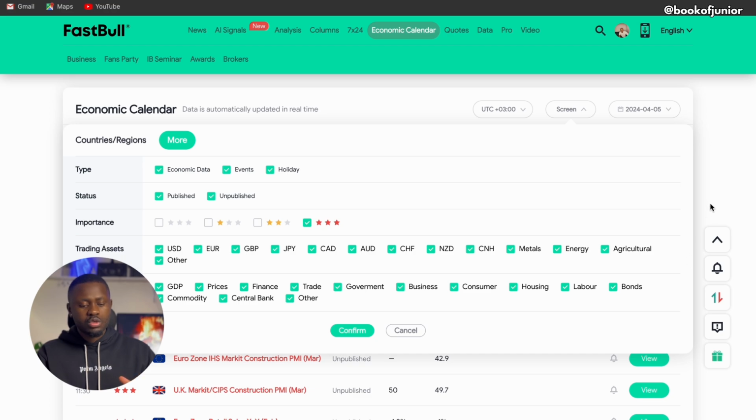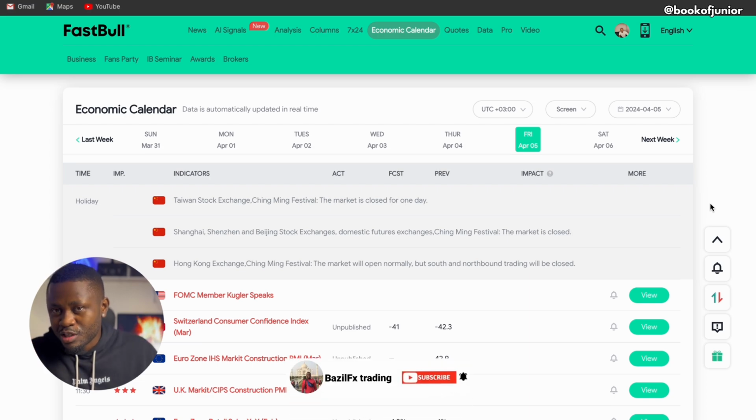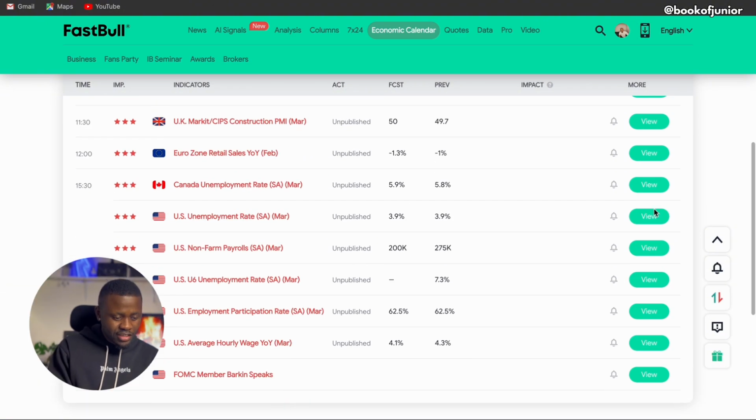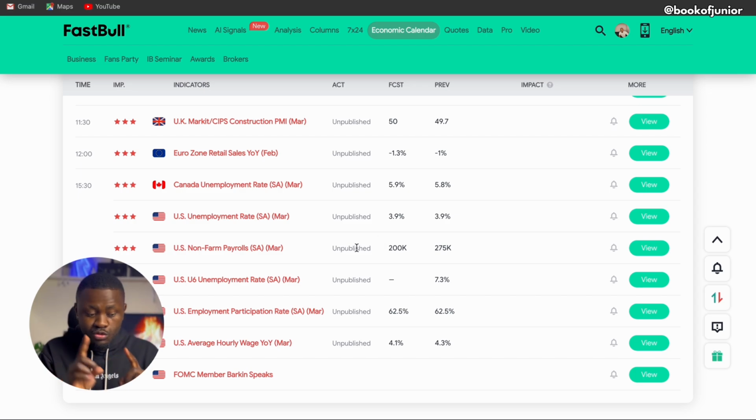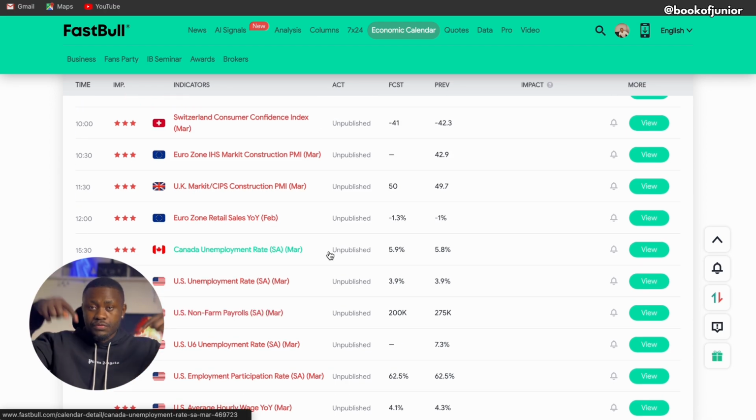This is going to show you news events like FOMC, CPI, NFP. Like tomorrow, we have NFP. NFP stands for non-farm payrolls. Now, where do you see that? Right here, as you can see, non-farm payrolls right here. So if you want to see whatever is going to happen tomorrow, check Fast Bull, guys, and I'm going to be leaving the link for Fast Bull.